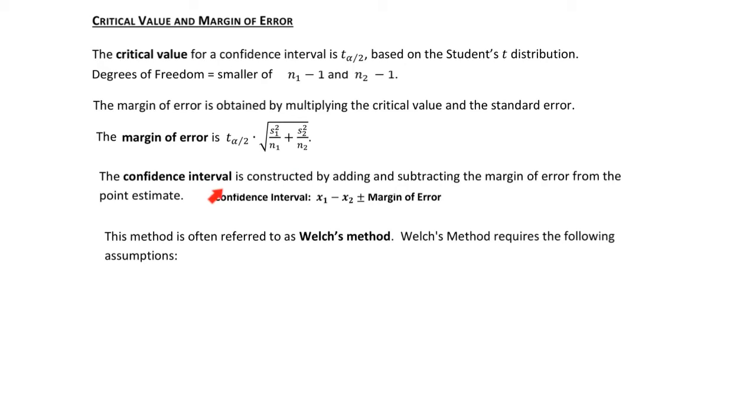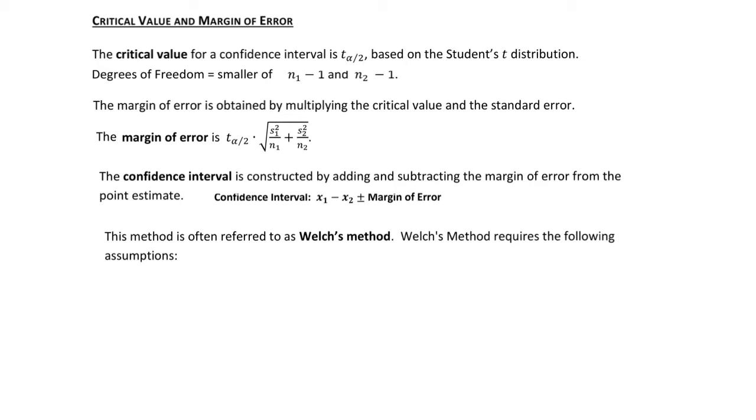The confidence interval is constructed by adding or subtracting the margin of error from the point estimate. So point estimate plus or minus the margin of error. So this will come here. This method is known as the Welch method. But it requires the following assumptions.